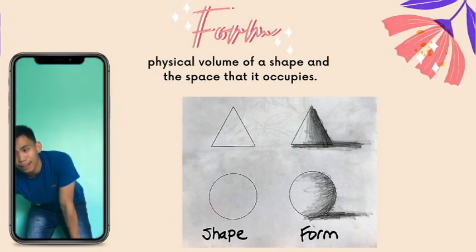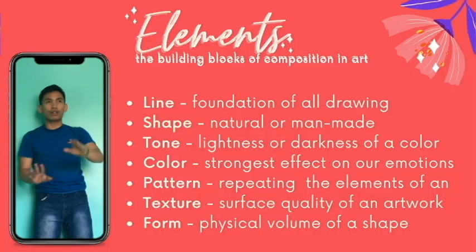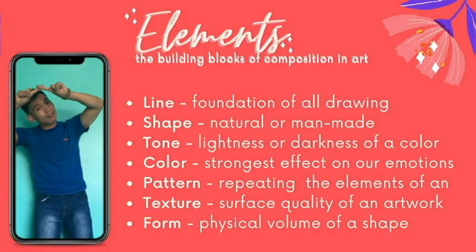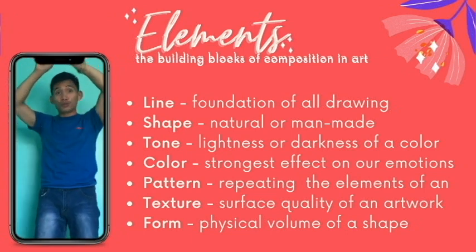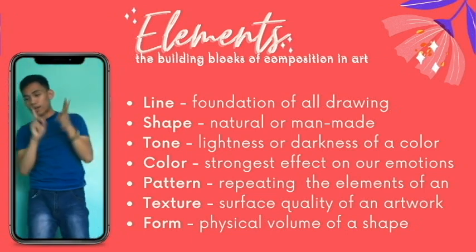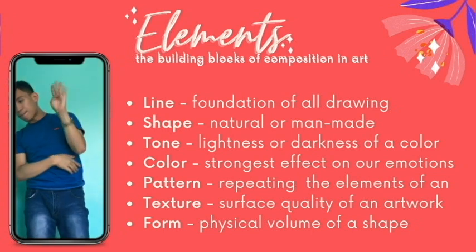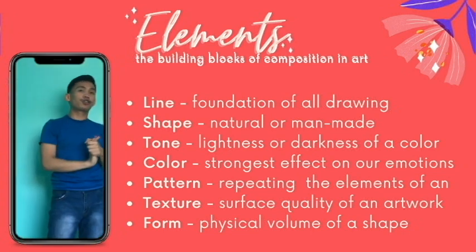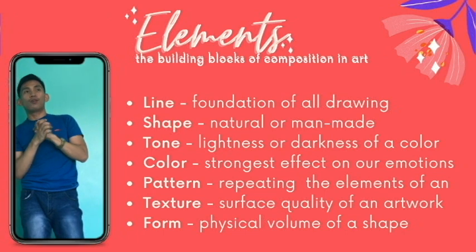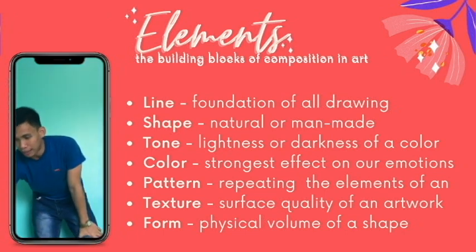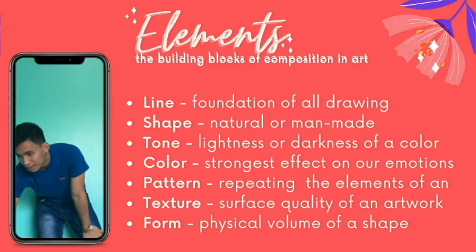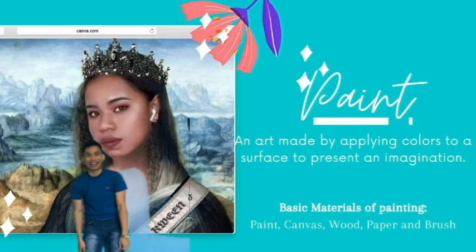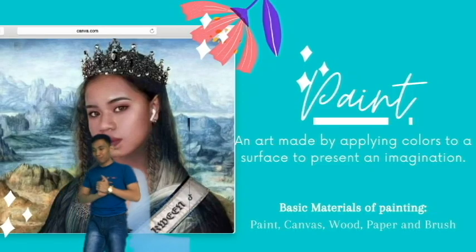We're done with the elements of art. Let me go back. We have line, shape, tone, color, pattern, texture, and form. So those are the elements. So let's proceed to painting. So this is painting.